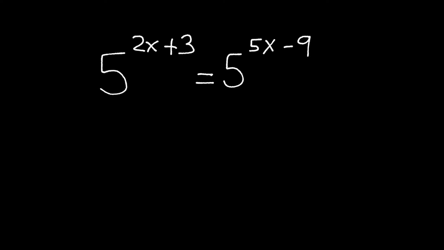So our first example here is 5 raised to the 2x + 3 power, and we're saying that it has to be equal to 5 raised to the 5x - 9 power. This may look confusing or difficult at first, but it actually isn't too terrible. Because, first of all, our bases are the same. We have a 5 here and a 5 there. For part 1, our bases have to be the same. So if you have a problem where the bases are not the same, we can't solve it yet.